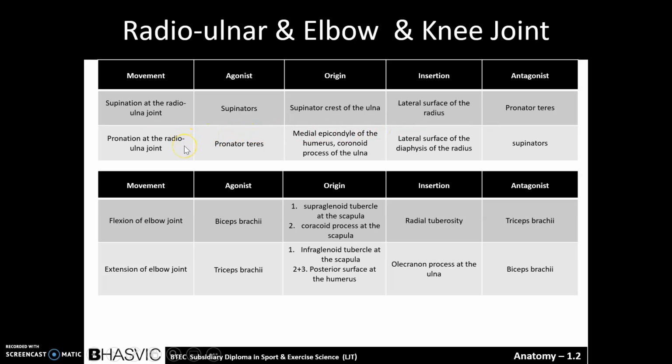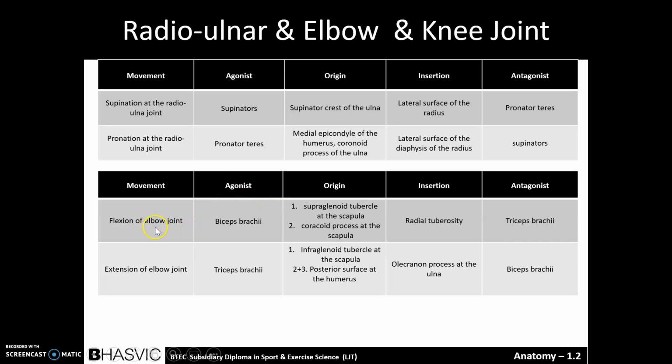To create pronation movement at the radio-ulnar joint, the agonist would be the pronator teres. The origin would be the medial epicondyle of the humerus and the coronoid process of the ulna. The insertion of this would be the lateral surface of the diaphysis of the radius. And the antagonist would be the supinators.